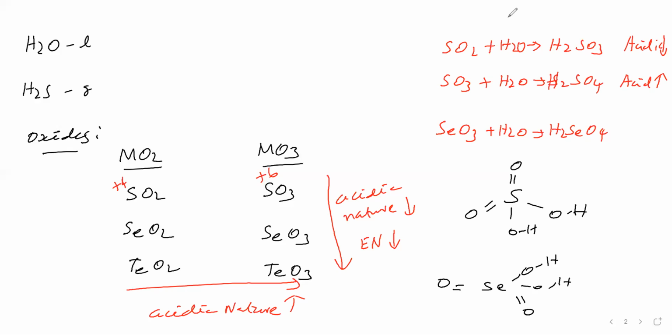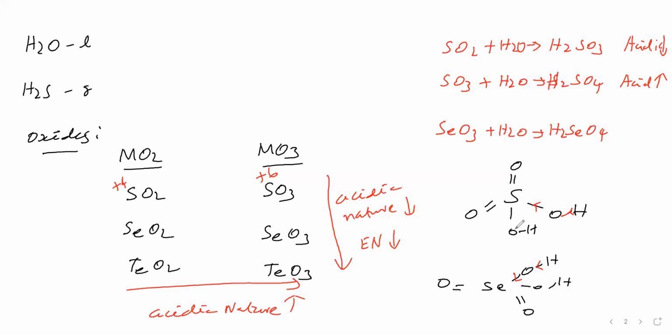Now, sulfur and selenium both have the same oxidation number here. Sulfur has high electronegativity, and selenium has low electronegativity. With high electronegativity, the bond moves with more tendency towards sulfur, while in selenium the bond moves with less tendency towards selenium. Therefore, the O-H bond moves with more tendency towards oxygen in one case and less tendency in the other. Therefore, it gives H plus easily, whereas the other does not give H plus easily. So this acidic nature is more, and this acidic nature is less. Okay, so down the group, acidic nature decreases.